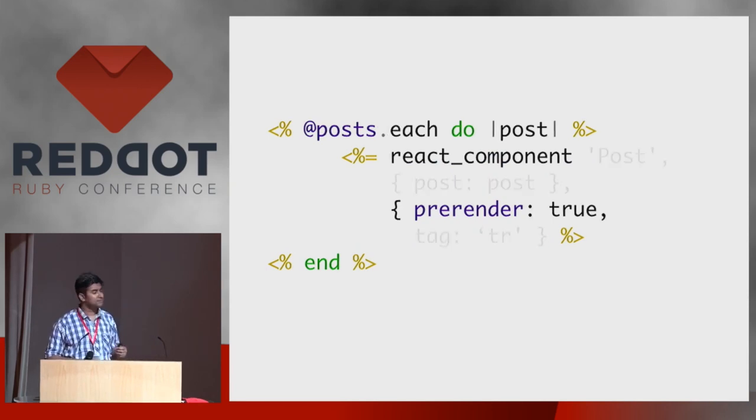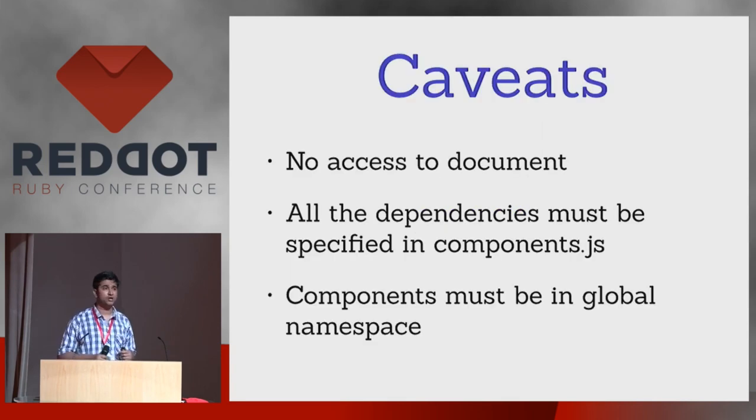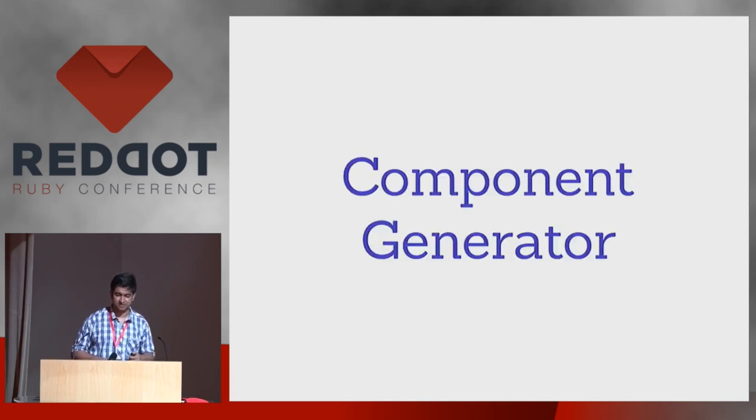There are some issues with server-side rendering because you don't have access to the document.body. So we can't use any JavaScript library like jQuery. We don't have access to that when the code is getting evaluated on the server-side. Also, if you are using any dependencies like underscore.js or something, then you have to specify all the dependencies in your components.js file, because React Rails uses this components.js file to load everything. And then your components must be in the global namespace.